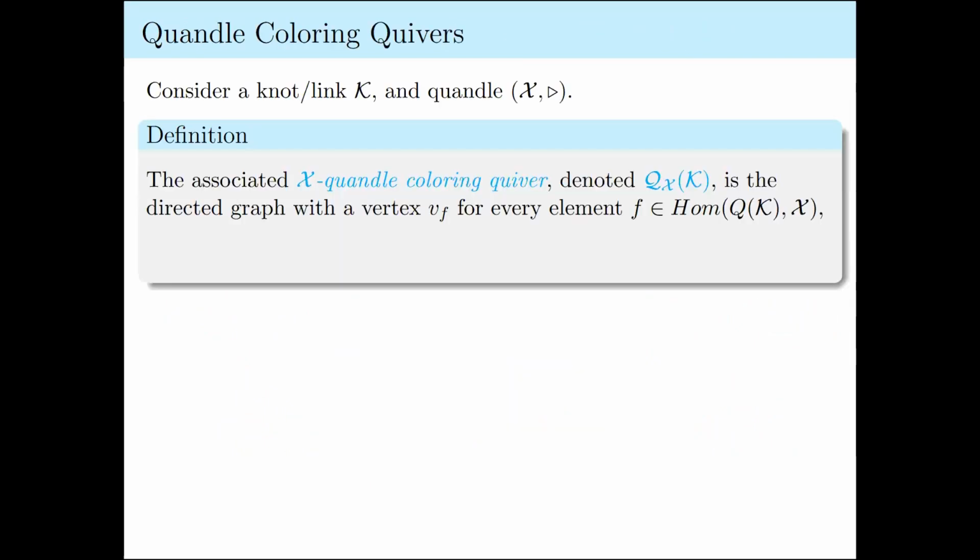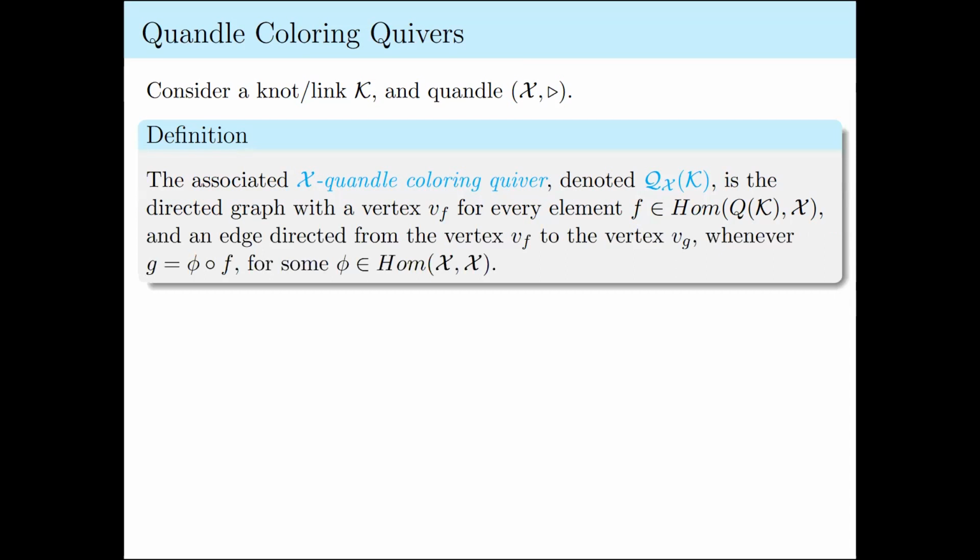If we consider a knot or link K and a quandle X, we define the associated X-quandle coloring quiver as the directed graph with a vertex V_F for every element in our coloring space and an edge directed from the vertex V_F to the vertex V_G whenever G is the image of F under some quandle homomorphism from our quandle X to itself.